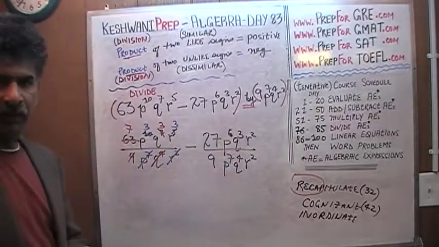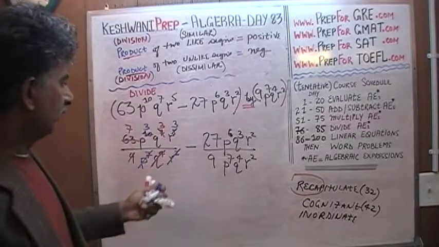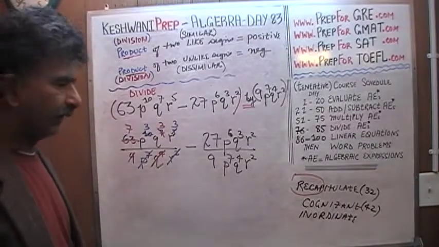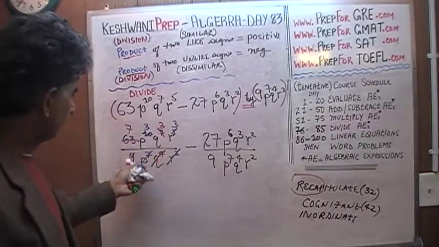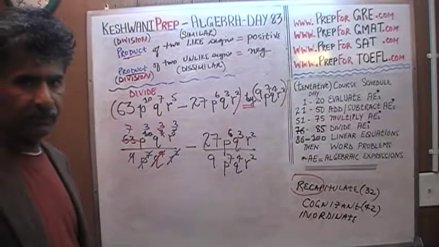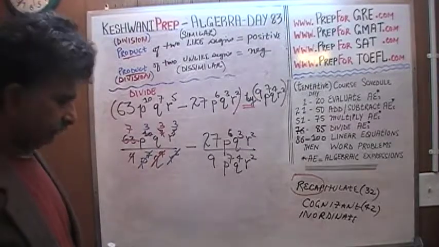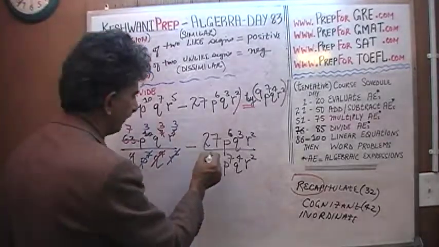That's it. It looks quite messy, but you got to keep track of your work, which is why it's very important that you line up things properly in a neat, nice way. Don't make it messy. P's have to line up, Q's have to line up, everything has to line up, the coefficients have to line up. You understand? Keep it clean, keep it neat. It's easier to keep track of things. 27 divided by 9 is just 3.